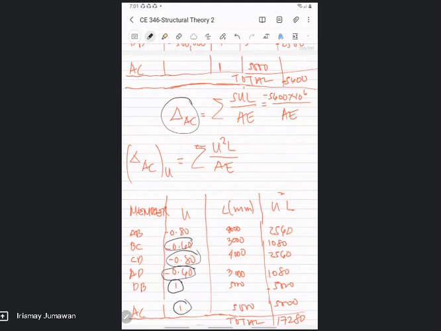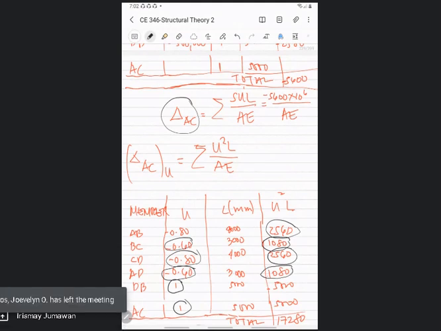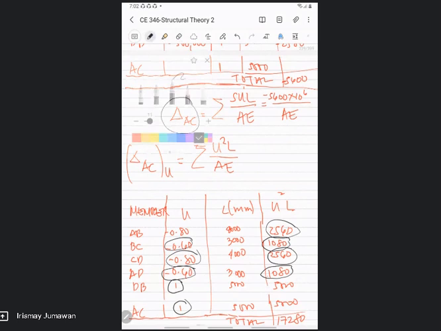So, you square the value of the unit load. So, you have this formula, you have this value for AB 2,560. Then BC, you have 1,080. Then CD, you have 2,560. For member AD, you have 1,080. Then for member DB, okay, this is positive. I'm not negative, so that's positive. Positive one. So again, we have to check. Okay, 2,560 plus 1,080 plus 2,560 plus 1,080 plus 5,000 plus 5,000. So the answer is 17,280. So that's the summation of U squared times L over AE.